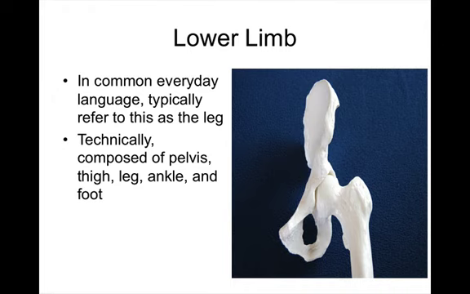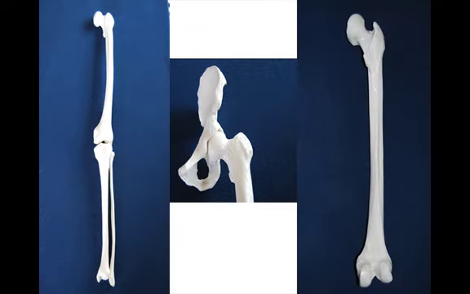Here's the lower limb. And so the lower limb, in common everyday language, we typically just call this the leg. But the lower limb consists of pelvis, thigh, leg, ankle, and foot. And so to the right, you're actually seeing the pelvis, and it's connected to the bone of the thigh, which is the femur. So let's take a look at these various bones. So far left, we have the bone of the thigh, the femur, and then below that, we have the tibia and the fibula.